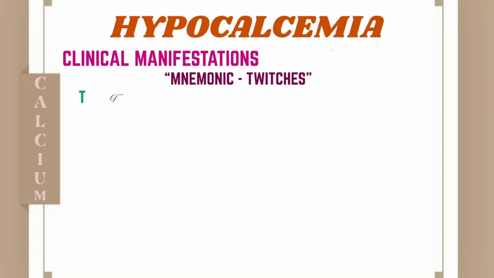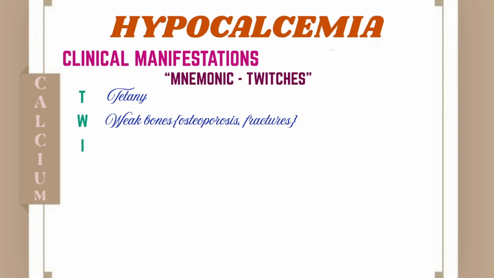Let's discuss T. T stands for tetany. Tetany is a classic sign of hypocalcemia. Due to hypocalcemia, decreased calcium in the blood, Trousseau sign and Chvostek sign occur. And if these signs are positive, then that means it is a condition of hypocalcemia. W stands for weak bones, osteoporosis, or fractures. We know that calcium is very important for bones. So, if there is less calcium, osteoporosis or fracture risk is increased.